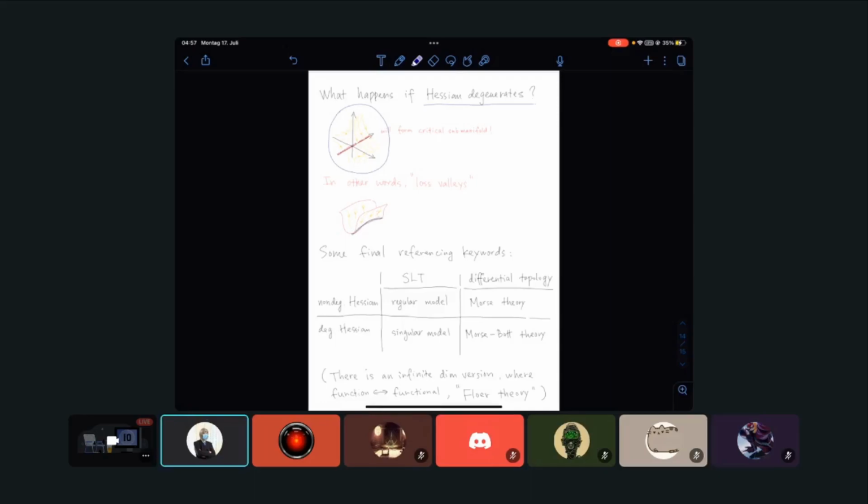So actually, almost all the time, it's going to be like this. I think there are some proofs that we always get non-isolated critical points. And in that case, Morse theory is generalized into Morse-Bott theory. And that's actually very interesting.